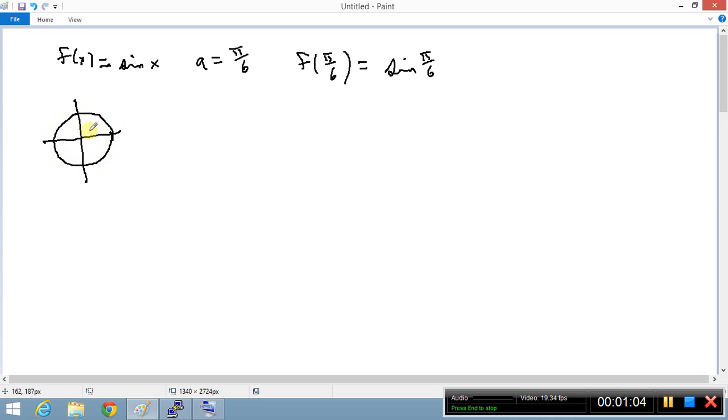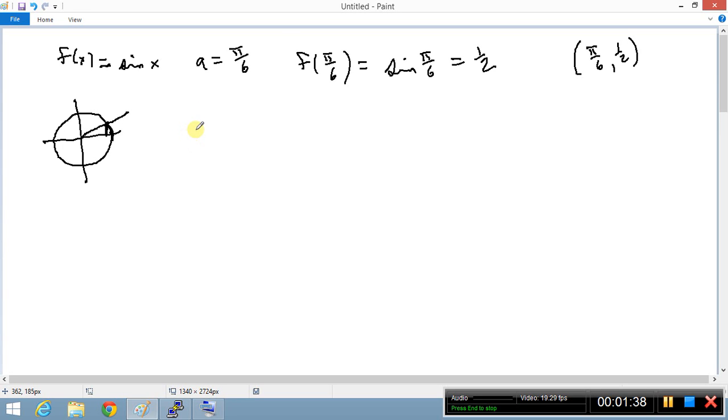So on the unit circle, sine of pi over 6, the angle pi over 6 is 1/6 of the way to pi. So that would be a 30-degree angle. And the sine would be that segment, which is the shorter of the two sides. So that's going to be 1/2. Okay, so the point that we're talking about on the sine curve is x equals pi over 6, y equals 1/2. And we want the linearization of the sine function at that point.